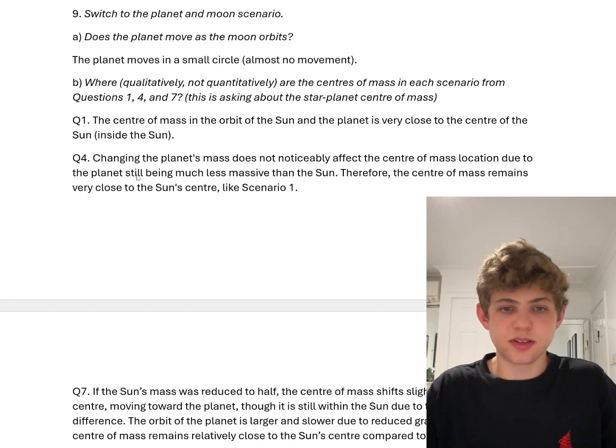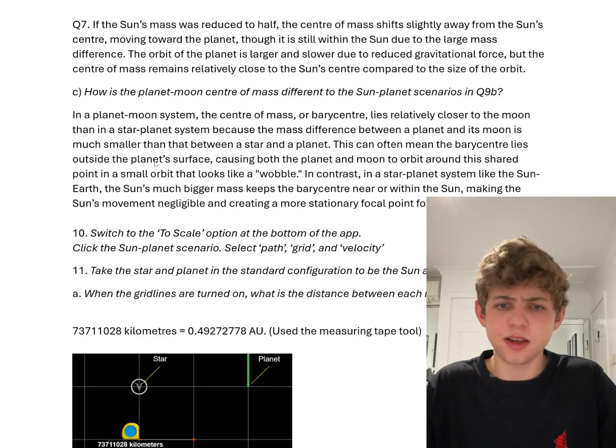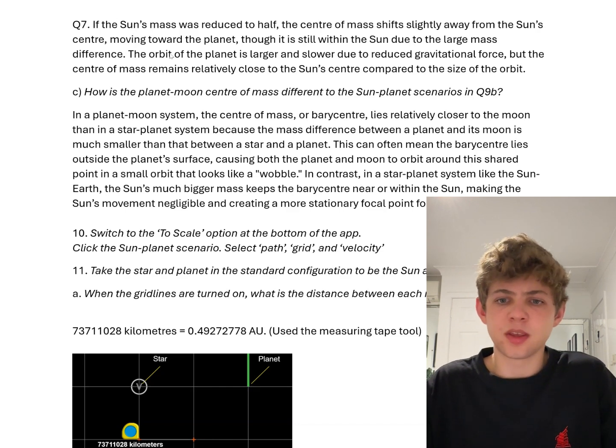And for question 7, when the sun's mass was reduced to half, the center of mass shifted slightly away from the sun's center, but it was still within the sun due to the large mass difference.